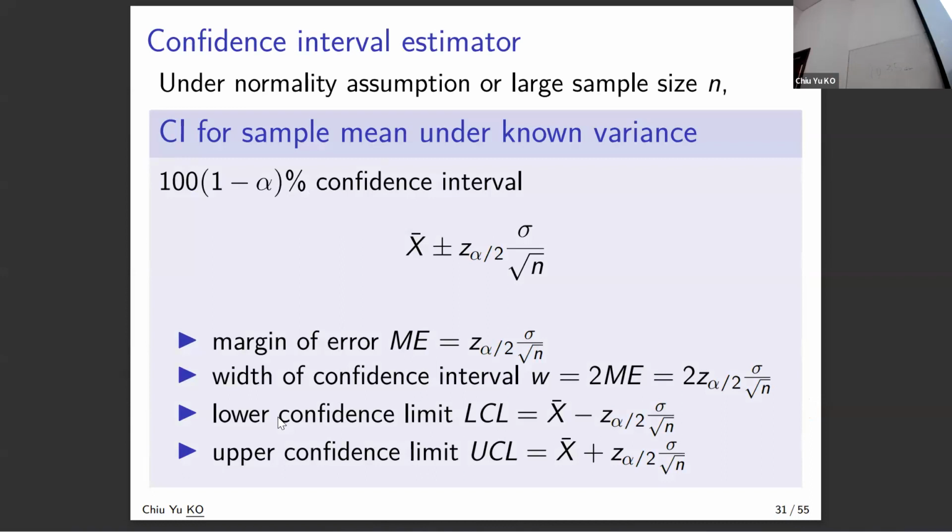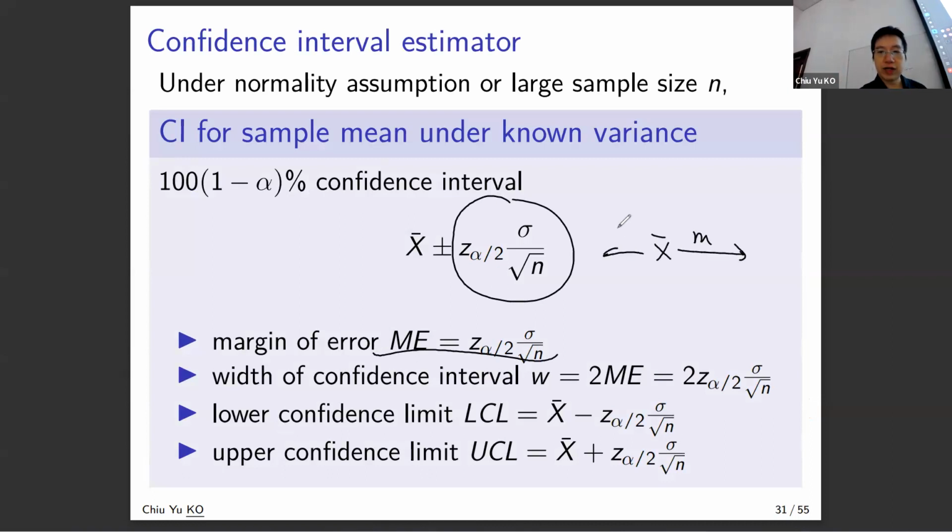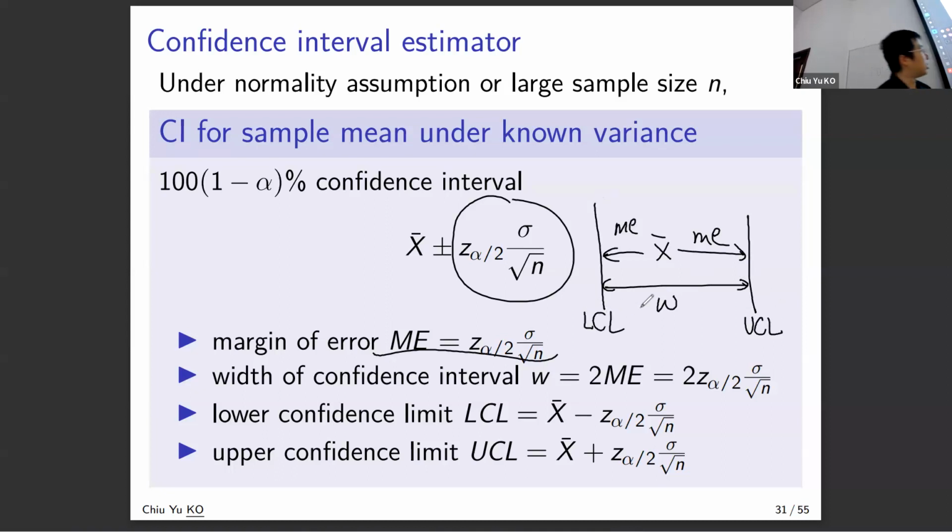Usually this is called the margin of error, ME. Because you go left by ME and right by ME, this is called the width. Just terminology: the upper bound is called UCL, the lower bound is called LCL, upper confidence limit and lower confidence limit. There's nothing new, just terminology.